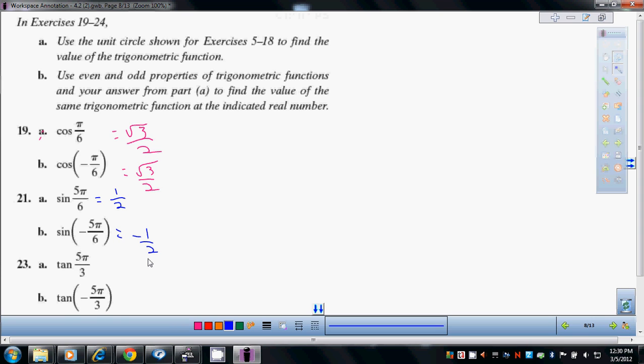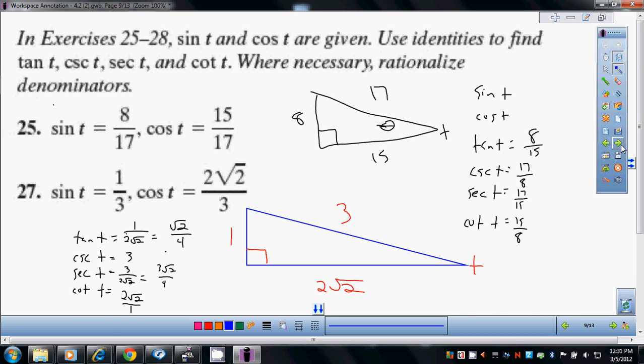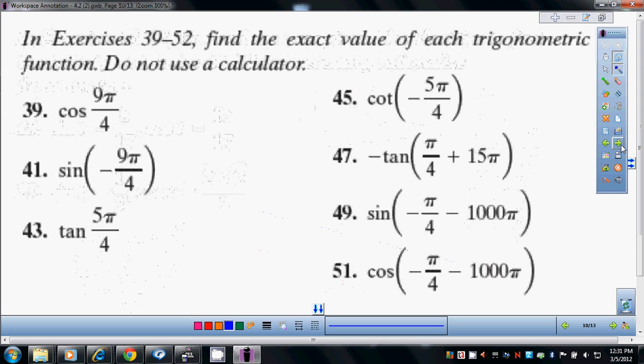And same thing for tangent. Tangent of 5 pi over 3, you can find that on your own. Do the same thing, go to the other side of the axis. Same difference. Sine over cosine. Considering it's the last thing we did. Granted, it's been 5 days since I've taught you anything, but seriously, people.